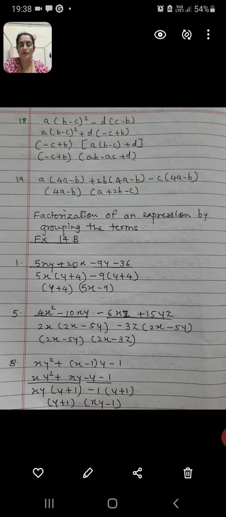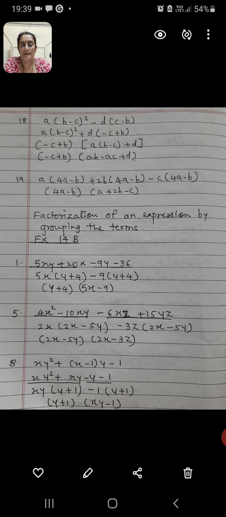x minus 2 minus x minus 2, the whole bracket is square, plus ax minus 2a. Here we can't see anything common, so we'll still simplify it. So x minus 2 will put in the first bracket, x minus 2 square will be as it is, and in ax minus 2a there's a common. I have taken that a common outside, and x minus 2 will be remaining in the bracket. So we got x minus 2 3 times, so we can take that as a common factor.